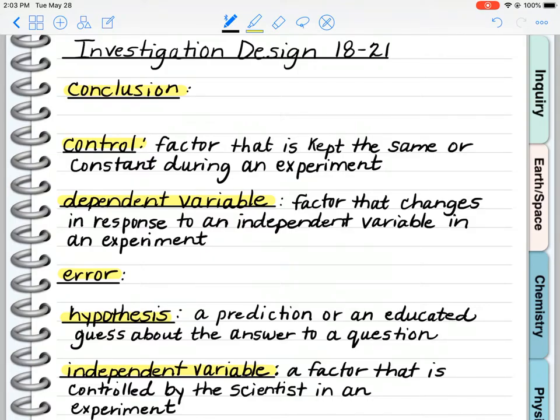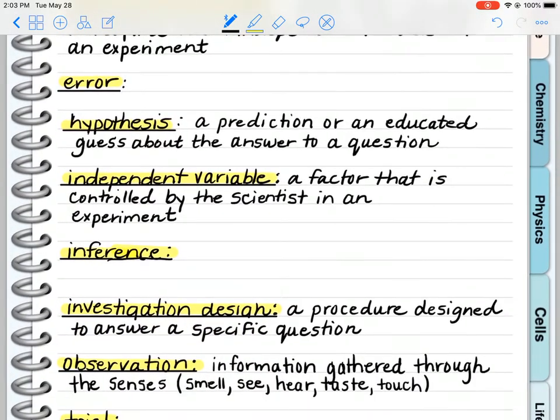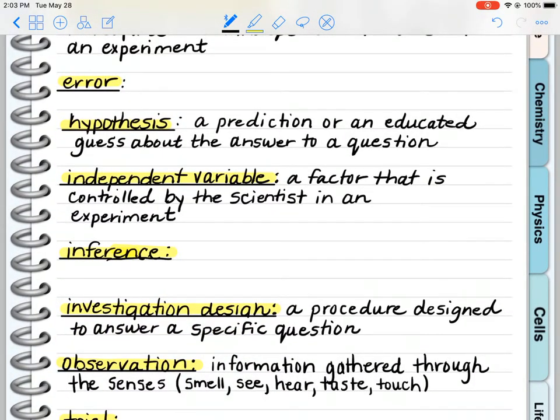Okay, the next one is inference. Inference is a statement. So this is something I come up with in my mind, an observation that includes additional knowledge.